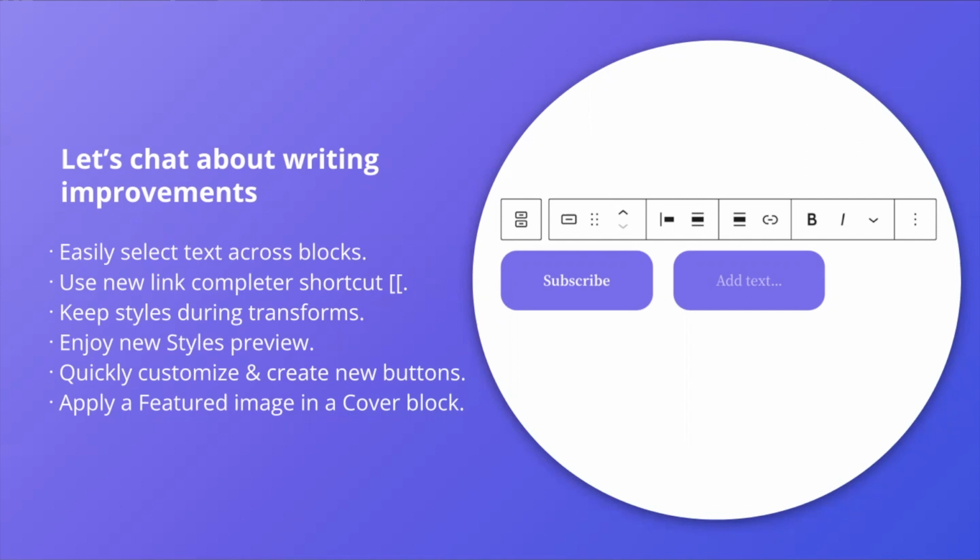When you create customized buttons and when you add additional ones, they will retain the style customizations of the existing ones without you needing to customize them too. Finally, you can set a featured image to be used as a cover block to create some pretty cool designs. So let's take a look at a few of these, starting with adding internal links.